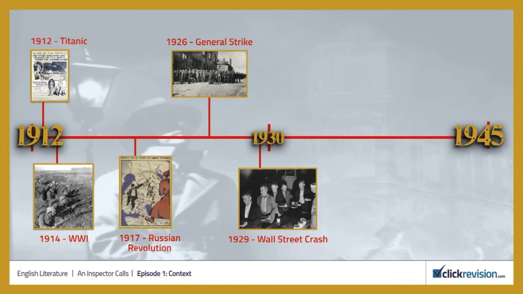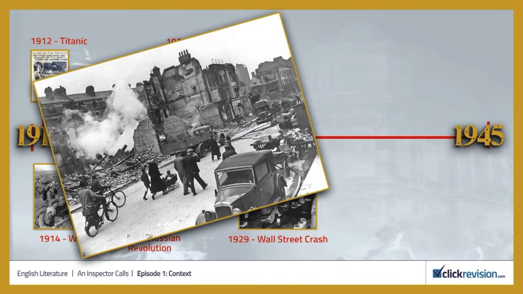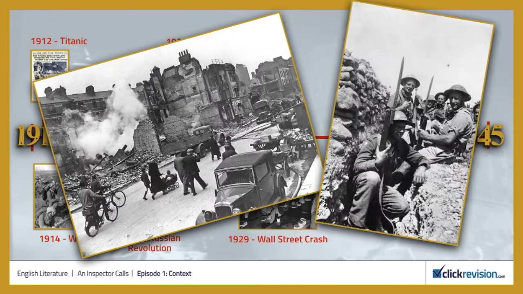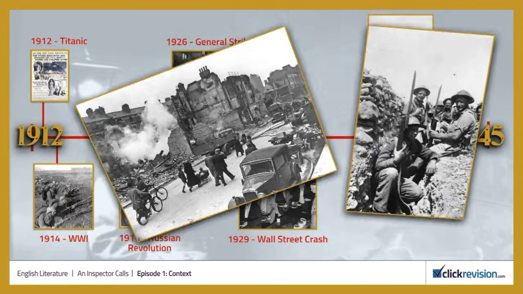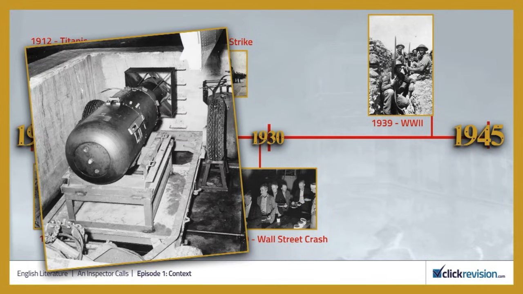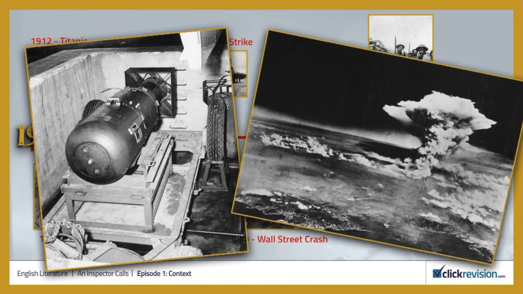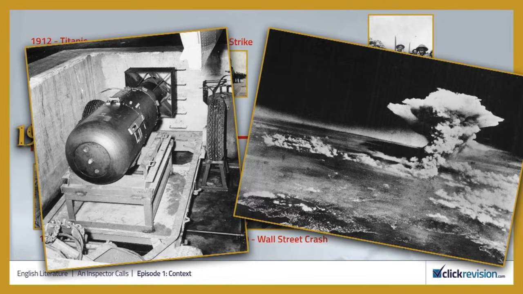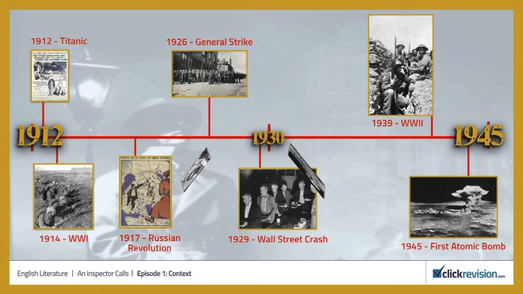Then finally, in 1939, we have the Second World War, which once again forced men to fight overseas and altered gender roles in the UK, and also saw the first atomic bombs being used in warfare in August 1945, something which J.B. Priestley was completely against as a founder member of the Campaign for Nuclear Disarmament, or CND.